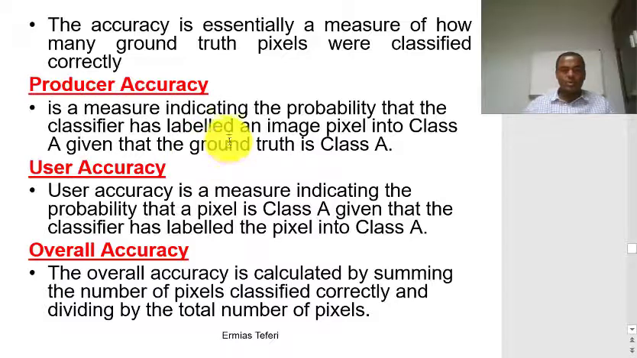So the comparison between the diagonal element and ground truth is for producer accuracy. The comparison between the classification and the diagonal element gives you user accuracy, while the overall accuracy tells you the total number of correctly classified pixels over the total number of pixels in an image. Usually the diagonal elements are the correctly classified pixels.